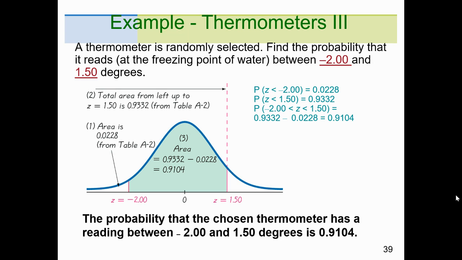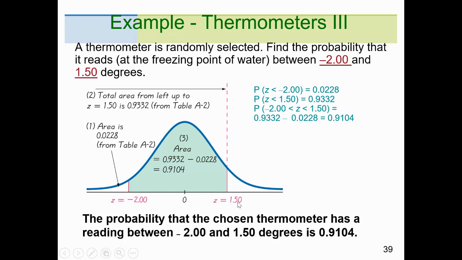All right, so we went to the left, we went to the right, and the third situation is, hey, what if I want the area between, in the middle, so to speak? Here's a case where I want the probability that the reading on the thermometer falls between -2 and 1.5. Now, once again, the highest point on the bell curve is 0. So -2 is to the left, 1.5 is to the right.